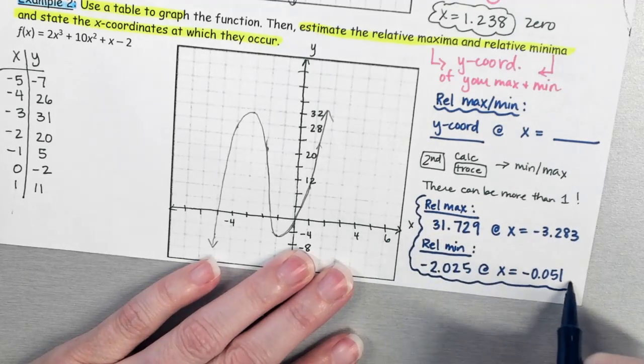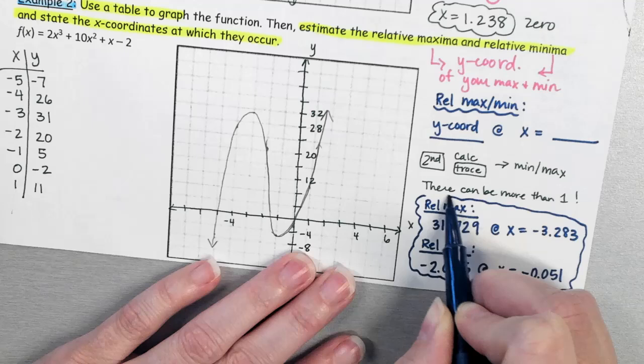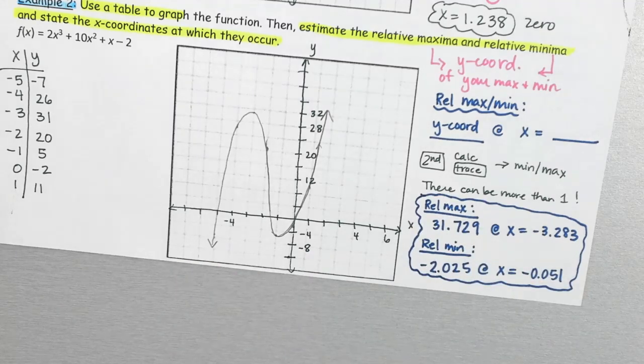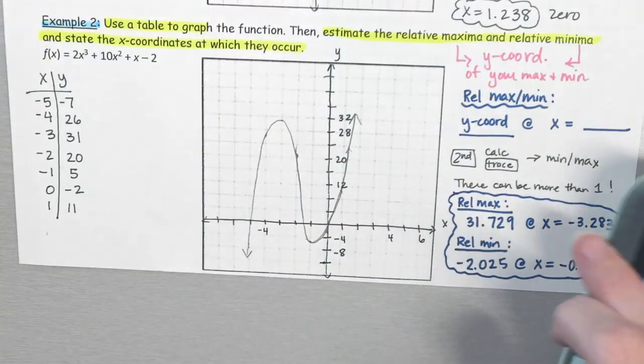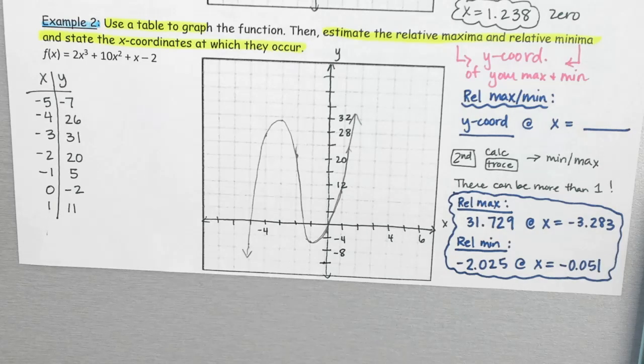Okay, so this is going to be the format for example 2. Your relative max and your relative min. All right, and then when you're ready, you can flip that over to the next page.